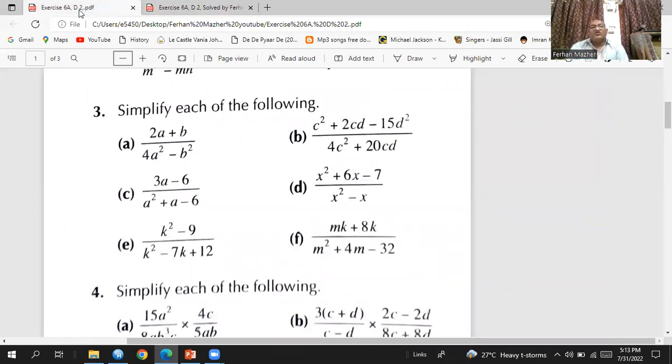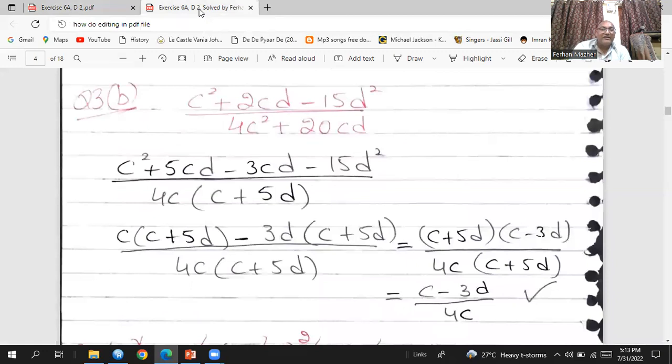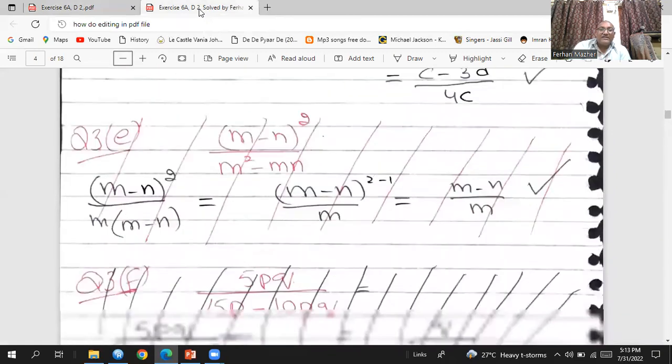The next question is question number 3, and it's C part, and it says 3a minus 6 in the numerator, and in the denominator we have a square plus a minus 6. So what I will do, I will factorize the numerator, and I will also factorize the denominator. So you should have full command on factorization for this exercise and this chapter.